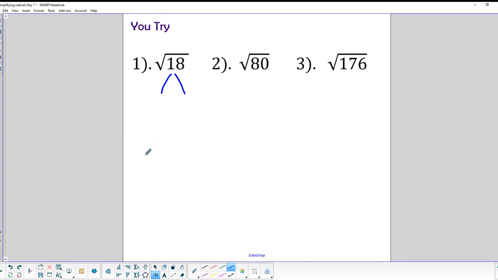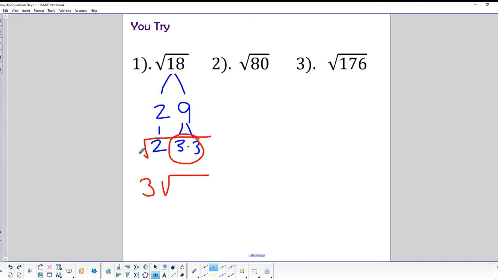So 18 breaks down into 2 times 9, and that breaks down further into 2 times 3 times 3. So I notice that the factor I have a pair of is the 3s. So I will take one of those outside and out front, and that will become just a 3. And what's left under the radical is this 2 right here. So I'm taking one of these 3s out, and the 2 is left inside. So there's my simplified radical.